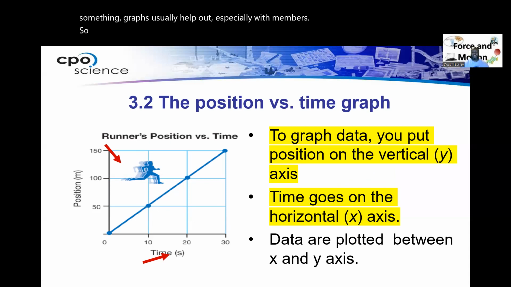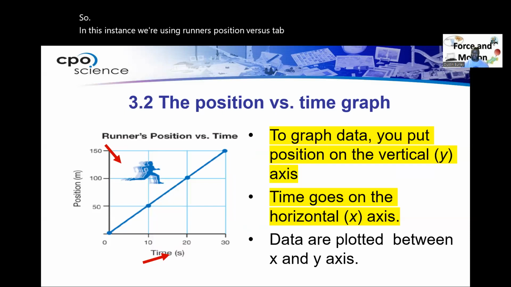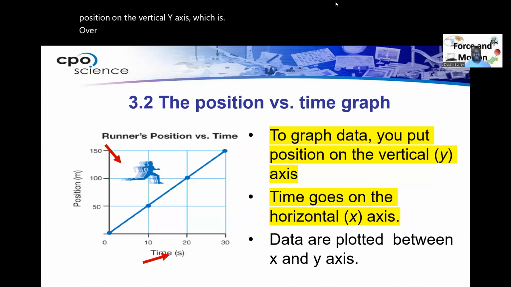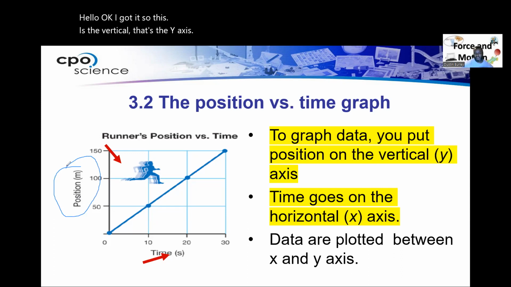So in this instance, we're using runner's position versus time. To graph the data, you put the position on the vertical y-axis, which is over, let's see if I can use the little, okay, I got it. So this is the vertical, that's the y-axis. And the time, which is down here, is on the horizontal axis.